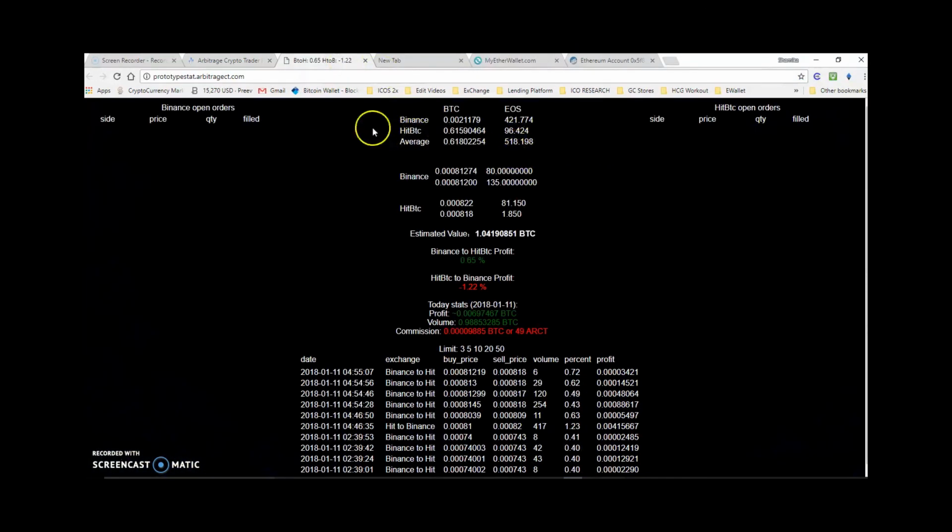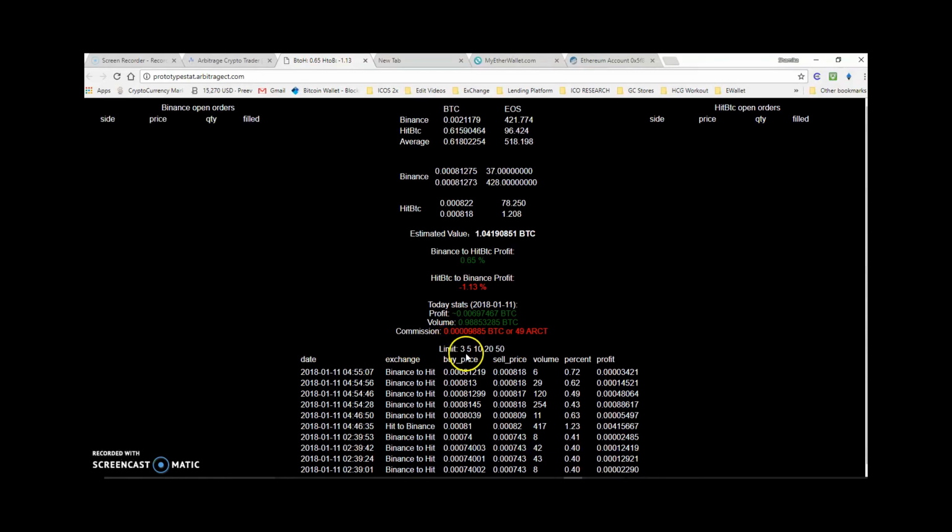This is the prototype. Here's Binance and here's HIT BTC, and they're doing EOS and BTC. So this is what they have. They're trading, doing arbitrage between those two. Here's Binance, HIT BTC. There you go. Their estimate value is 1.04 Bitcoin. There's a profit here, 0.065%. These numbers are going to fluctuate instantly.